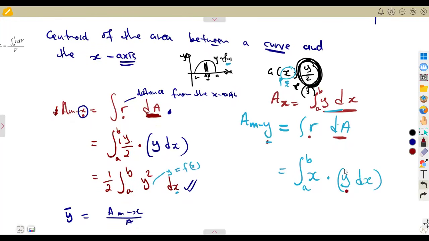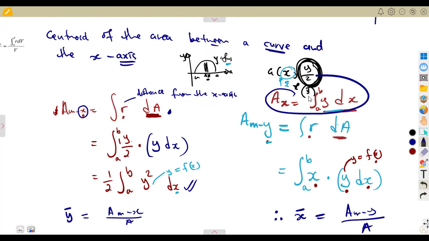But this y here, representing what? y is equal to f of x. So it means you are going to take your f of x in terms of x, you multiply it by this x, you integrate. That's your area moment for y. So therefore, from the area moment for y, we're going to calculate x bar, which is the area moment for y over the area that you calculated here.